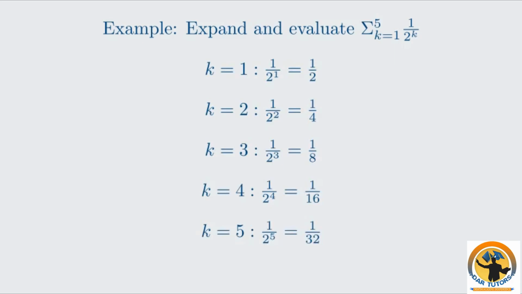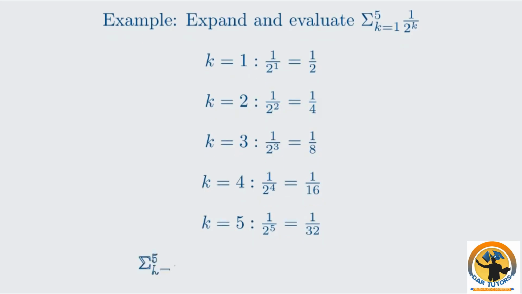Let's try another one. This time, the general term is a fraction. We need to expand and evaluate the sum from k equals 1 to 5 of 1 over 2 to the power of k. Again, we substitute k equals 1, 2, 3, 4, and 5 into the general term. For k equals 1, we get 1 over 2 to the 1, which is 1/2. For k equals 2, we get 1 over 2 squared, which is 1/4. We continue this for k equals 3, 4, and 5. The expanded series is 1/2 plus 1/4 plus 1/8 plus 1/16 plus 1/32.